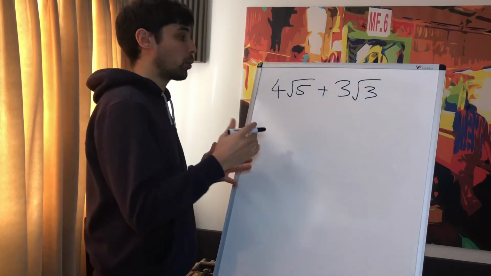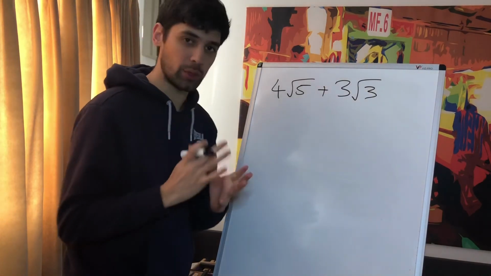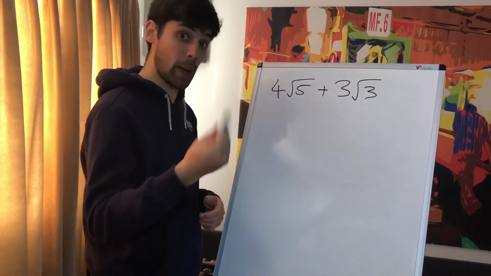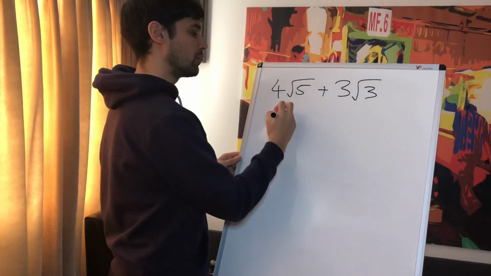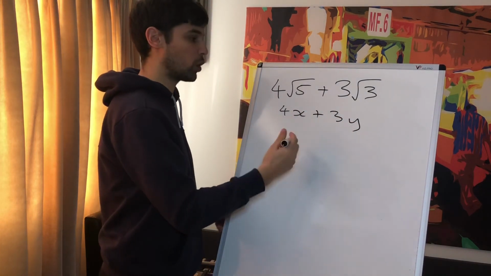Now, if we do end up with something like 4 root 5 plus 3 root 3, unfortunately, there is nothing we can do. If these surds are different, we cannot combine them. We could if we were timesing them, but when we're adding them, this is the equivalent of doing 4x plus 3y. Nothing happens there, so we just leave it as it is.